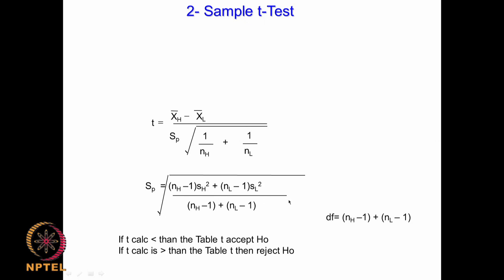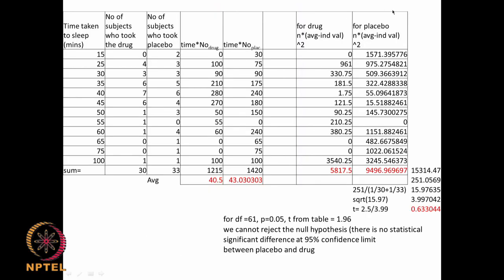Then standard deviation squared is the variance; take the square root, substitute here, and then calculate the T calculated, and that is what I am doing in this part of the sheet. So, what do I do? I take the average, this is my average, 40. Then I will take the individual value, square it, and then multiply it by the number of candidates.